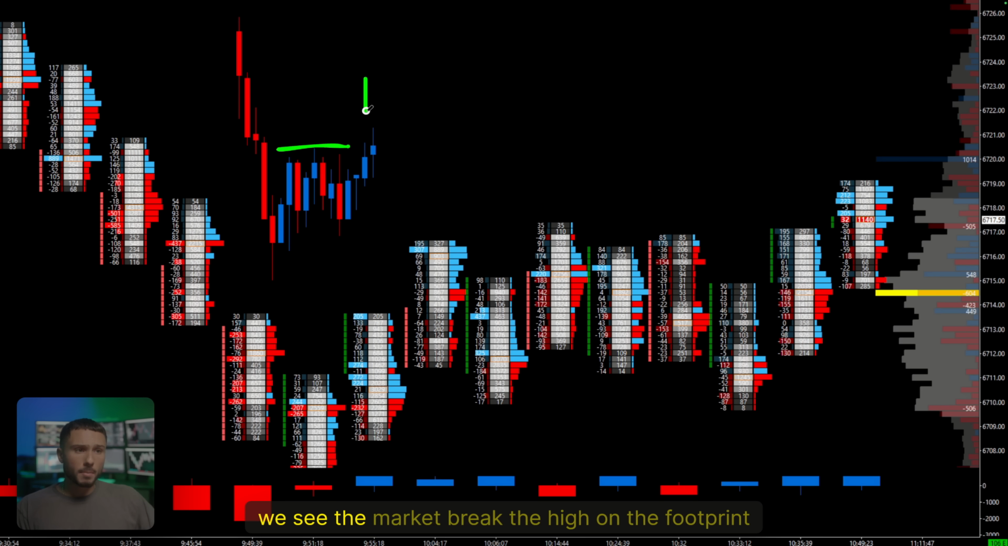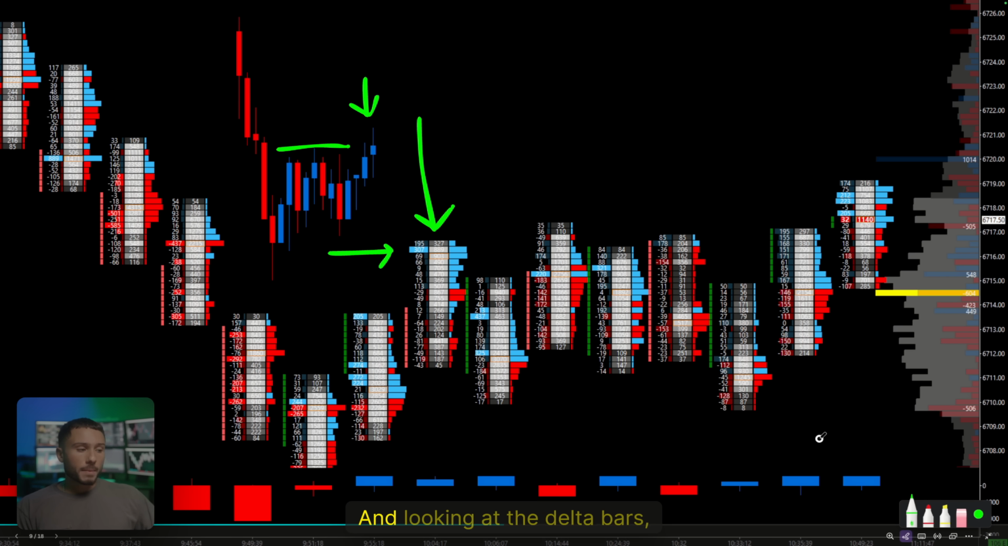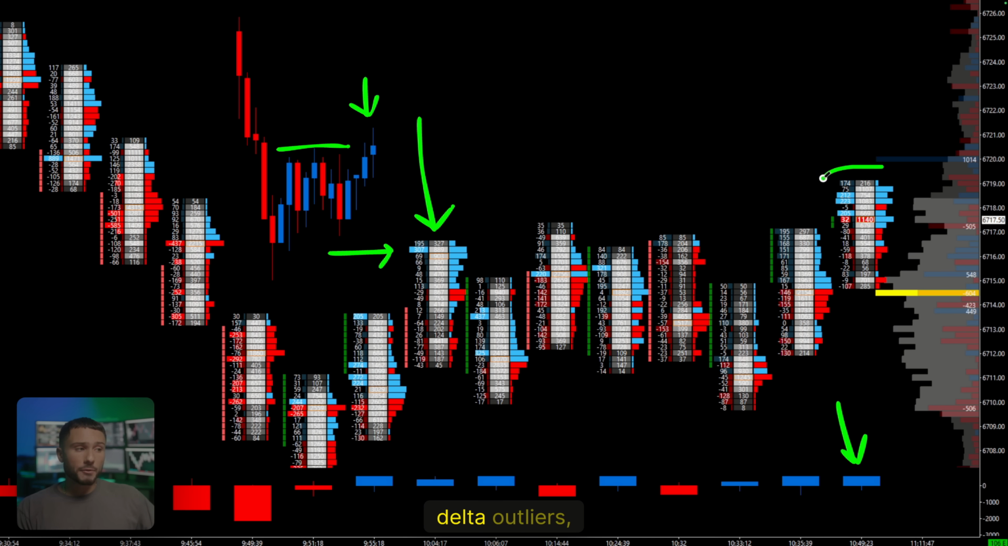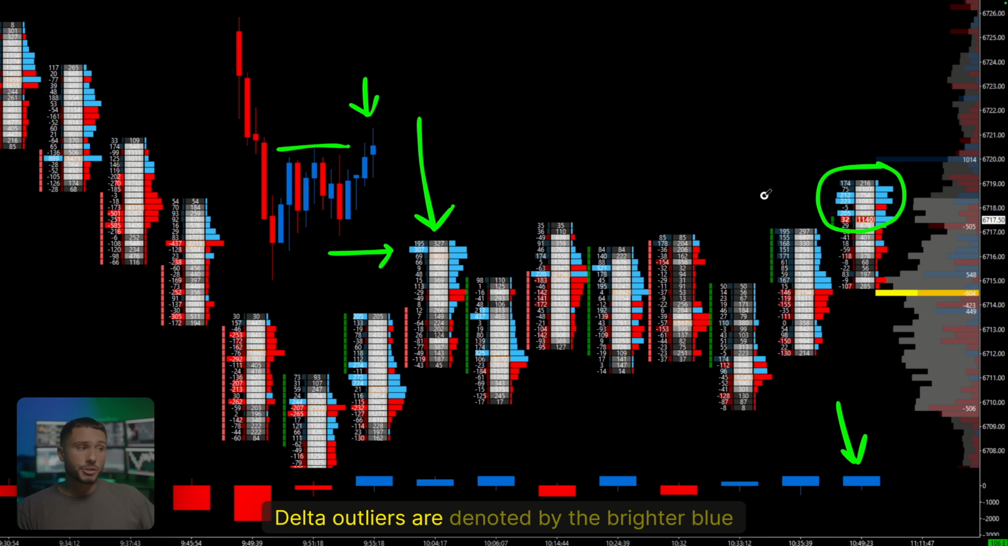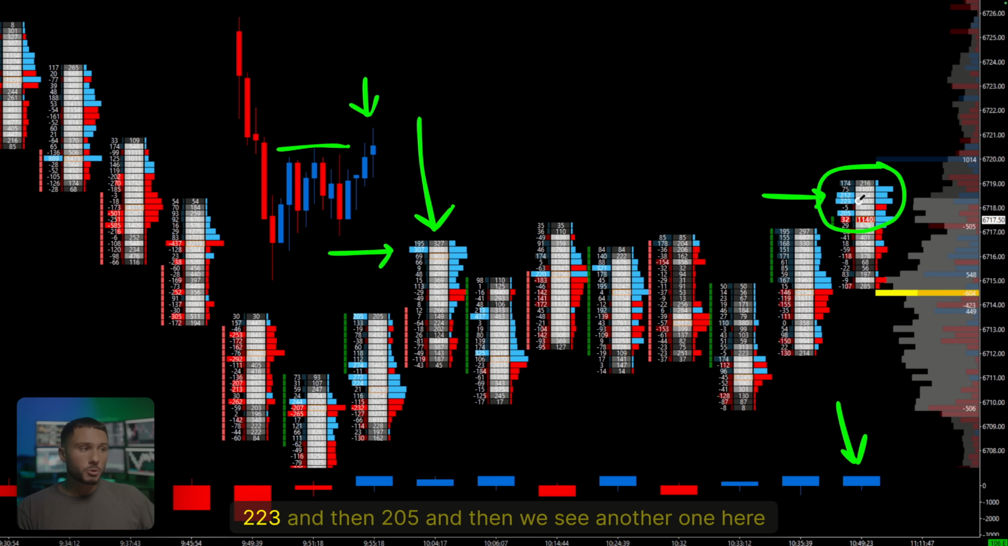On the candle, we see the market break the high. On the footprint chart, denoted by the large delta outliers, and again, I use a 20-tick footprint chart and I use a delta footprint chart, we could see the market lifting, right? And looking at the delta bars, the buying volume is not expanding. Despite that, delta outliers are denoted by the brighter blue bars. We could see 212 here, 223, and then 205. And then we see another one here for 307.